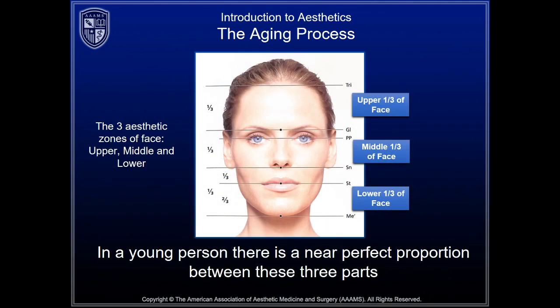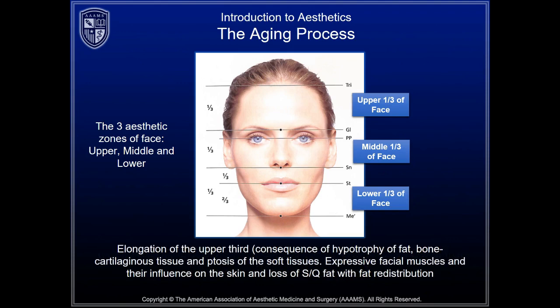As we discussed earlier in the course, the face can be divided into 3 horizontal sections called the aesthetic zones of the face. These consist of the upper, middle, and lower thirds. In a young person, there's a near perfect proportion between these 3 zones. Elongation of the upper third of the face is a consequence of hypertrophy of fat, bone, and cartilaginous tissue, along with ptosis of the soft tissues.